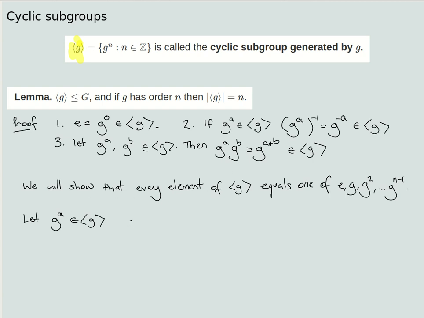So a is in Z, so I can divide a by n. When you divide a by n, you can write it as a quotient and remainder. So whether a is positive, negative, 0, whatever, we can write it as a multiple of n plus a remainder, where the remainder is between 0 and n. Okay, now let's look at g to the a.